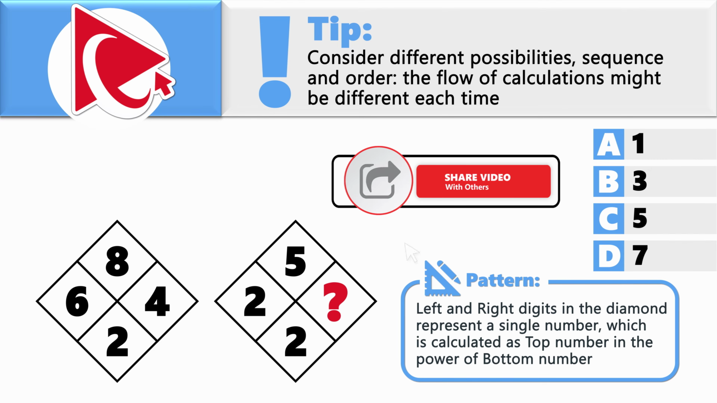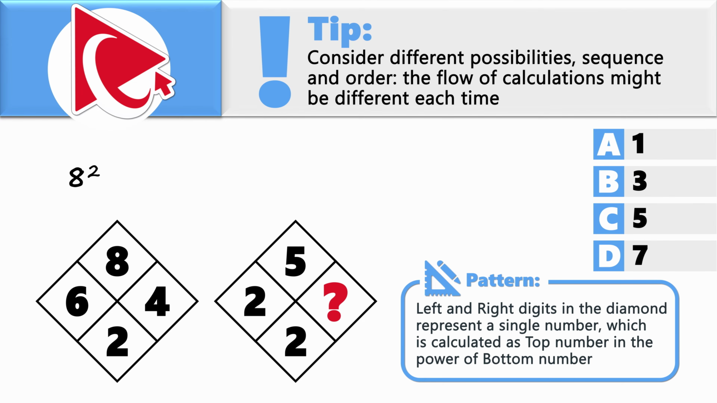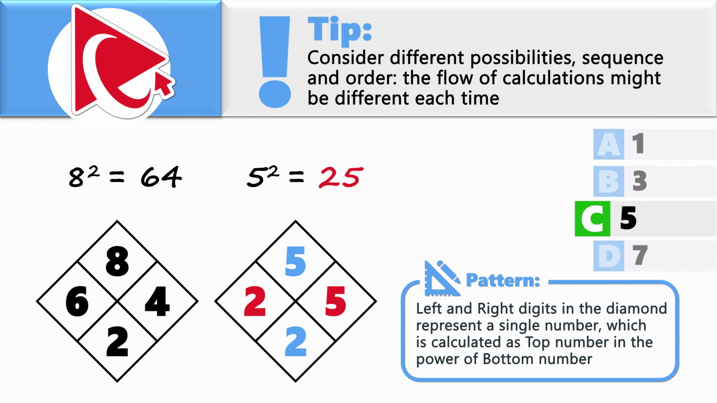Let's look at the example. For example, the top number in the left diamond is 8, and the bottom number is 2. 8 in the power of 2 is 64. Now let's look at the missing value. 5 in the power of 2 is 25. So the correct answer here is choice C, 5.